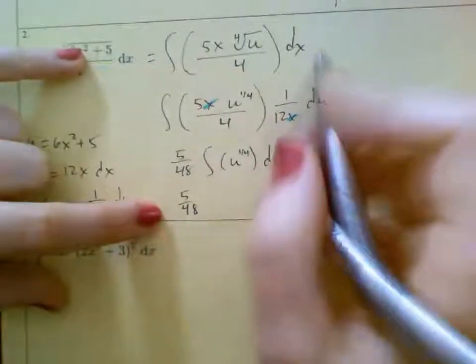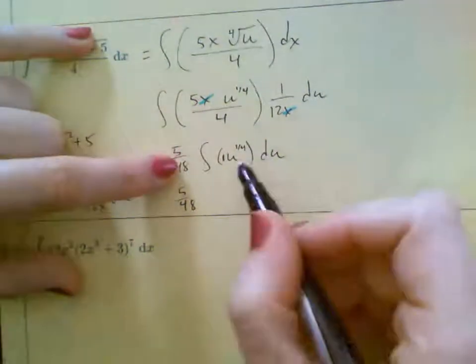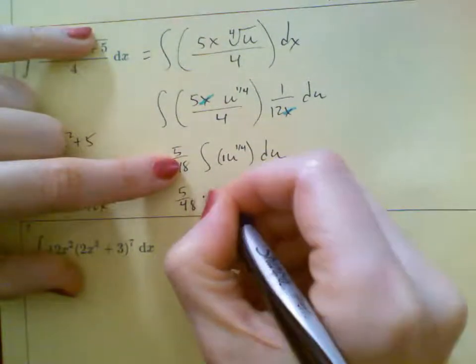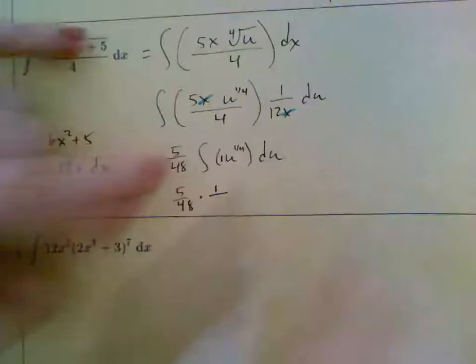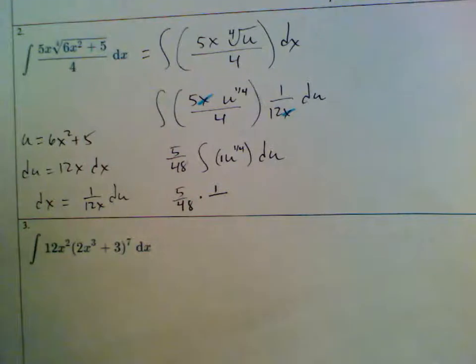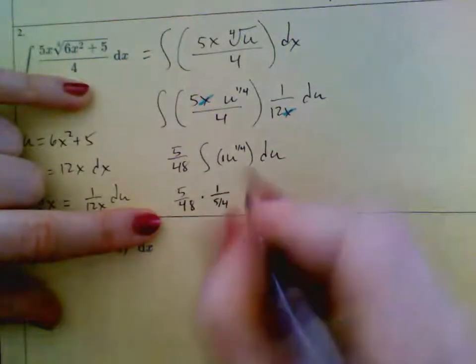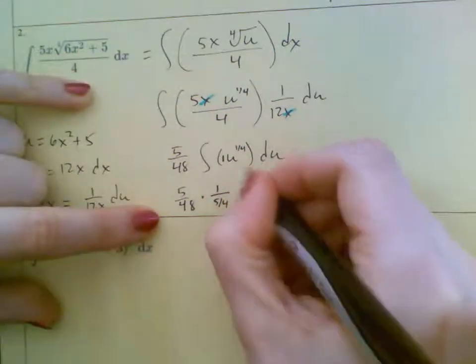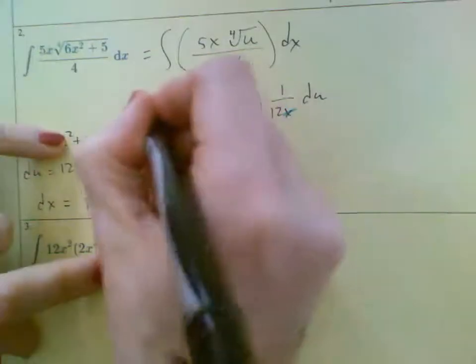Okay. All right. So now, I brought down the 5 48ths. That's like a 1. So on the inside, this is going to be times 1 divided by, so 1/4 plus 1 is 5/4, because 1/4 plus 4/4 is 5/4. So 1 over 5/4 u to the 5/4 plus c.